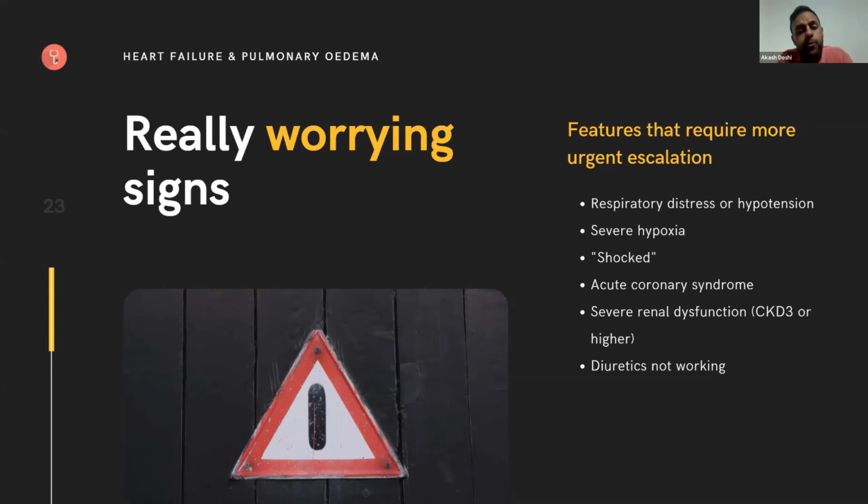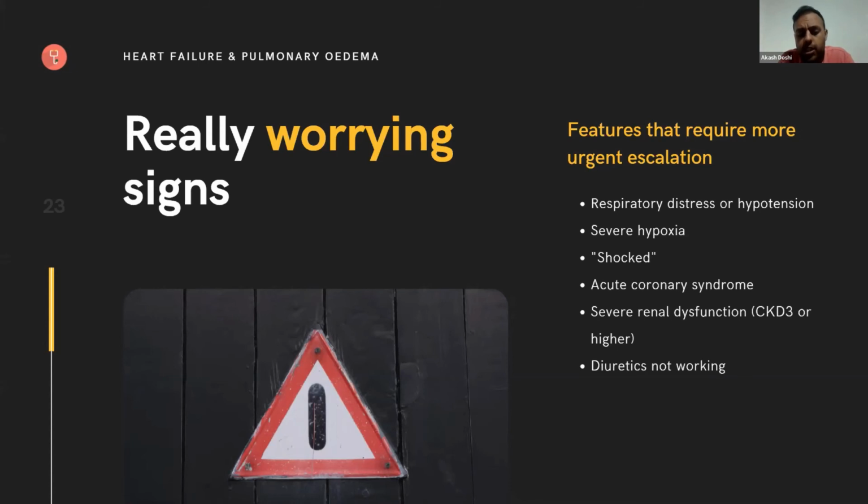I'm very worried if a patient's got severe renal dysfunction, CKD stage 3 or higher, particularly because the diuretics aren't as effective. And so overload tends to happen more and more frequently. And at that point, you need to consider whether continued admissions for overload are the most appropriate thing or not. And then finally, if the diuretics are not working.